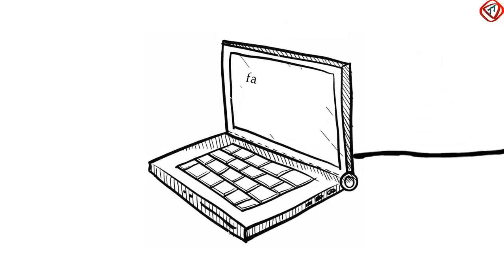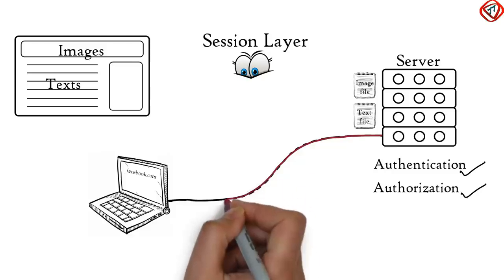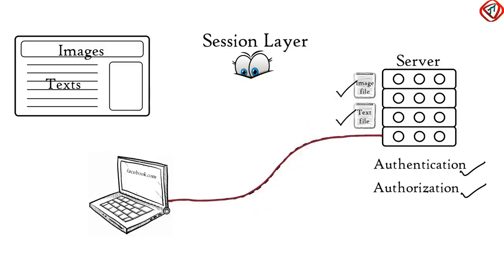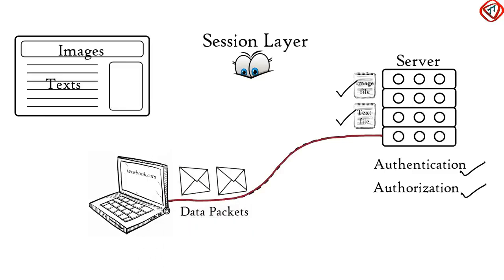When you request a website in your web browser, your web browser opens a separate session to the web server to download each of these text and image files separately. These files are received in the form of data packets. Session layer keeps a track of which data packet belongs to which file, either text file or image file, and tracks where the received data packet go. In this case, it goes to web browser.